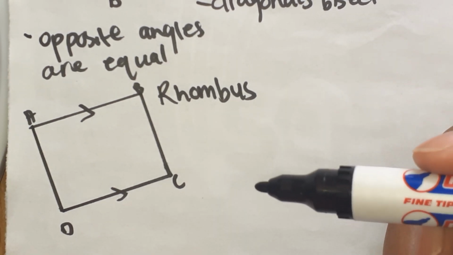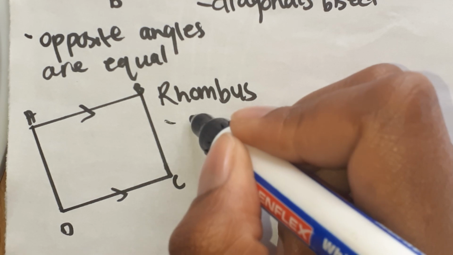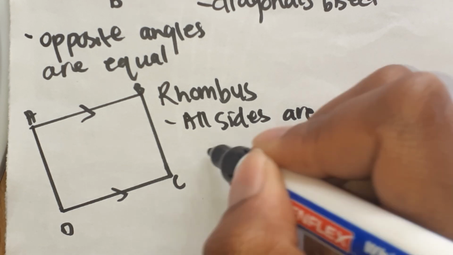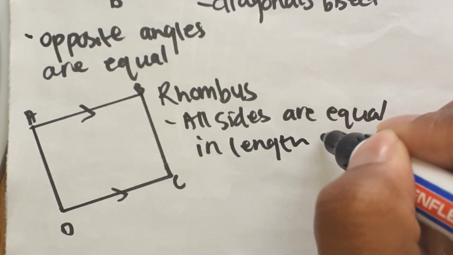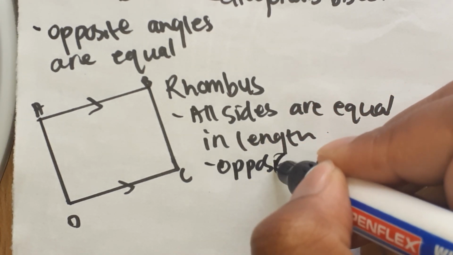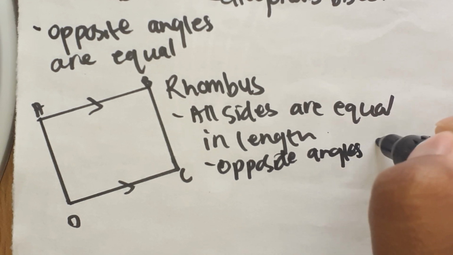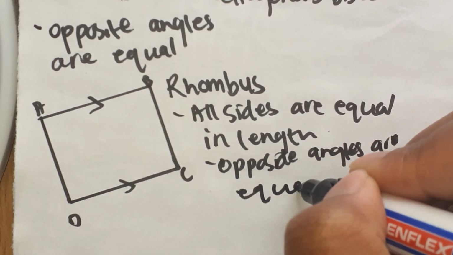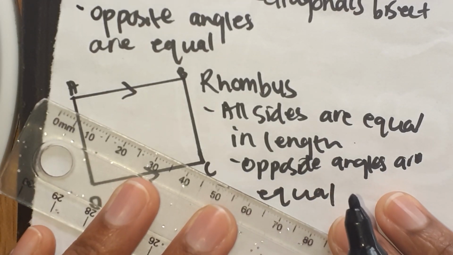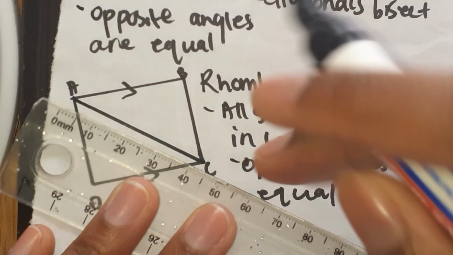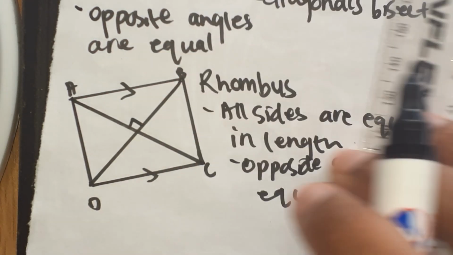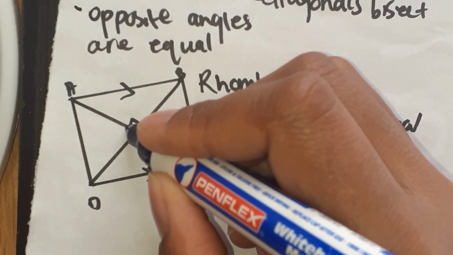Yeah, so here we have a rhombus. With the rhombus, all sides are equal in length, and opposite angles are also equal, like a parallelogram. And something as well is that diagonals bisect perpendicular. So we have that there. It forms a 90 here, 90 here, 90 here, 90 here.